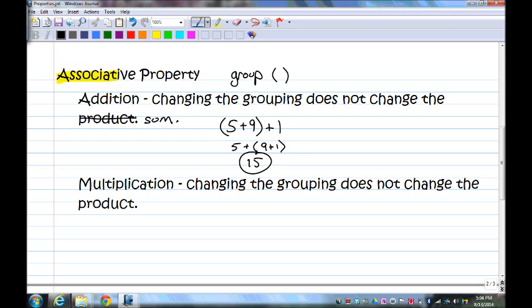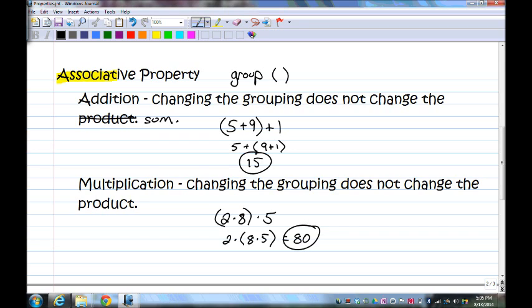Same thing goes with multiplication. Let's say I had 2 times 8, and this was in parentheses, times 5. It looks like a decimal. Let me change that. Times 5. Here, you would have to do 2 times 8, which is 16, and then 16 times 5. Without your calculator, that could be a bit of a pain. But if you look and say it's all multiplication, so instead I'm going to do 2 times, and I'm going to move the parentheses here. 5 times 8 is 40, times 2 is 80. It made it much easier to do.